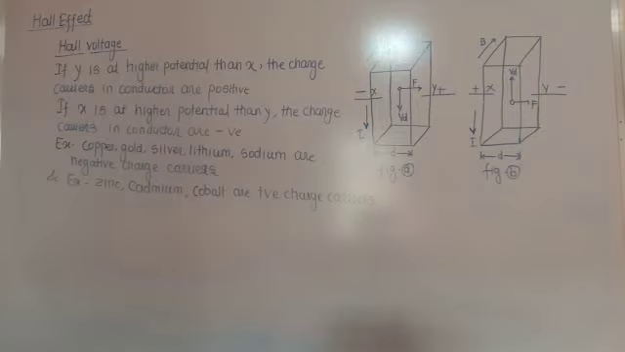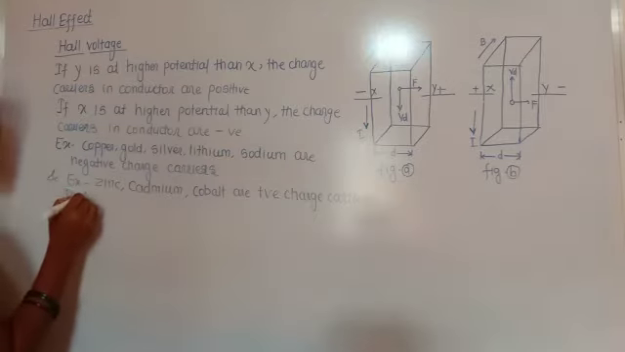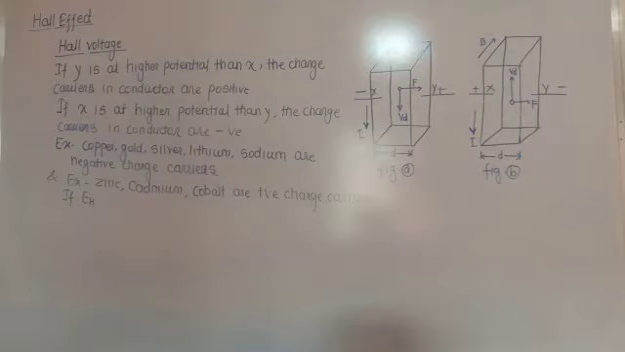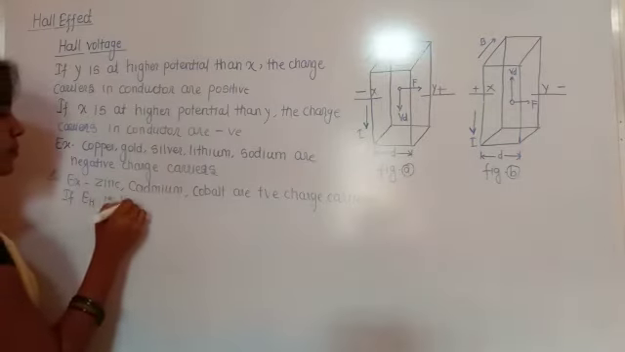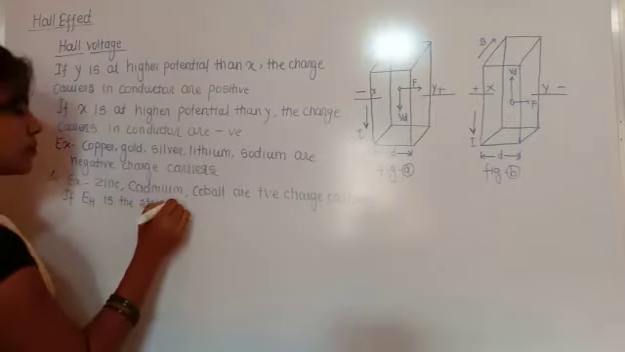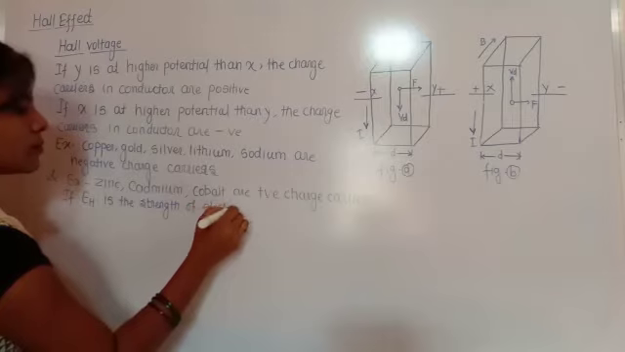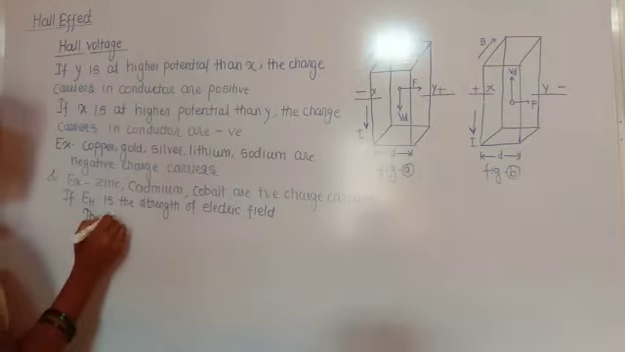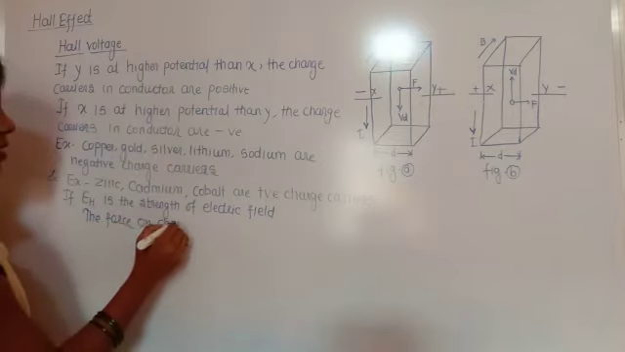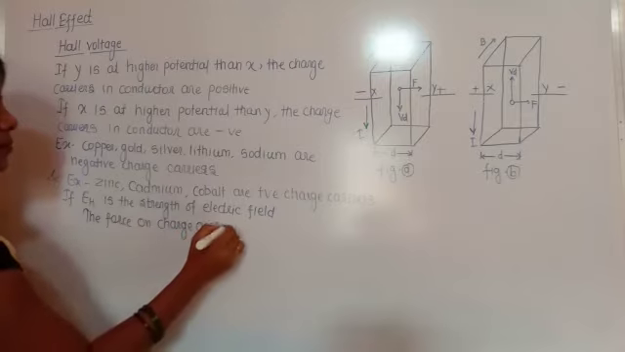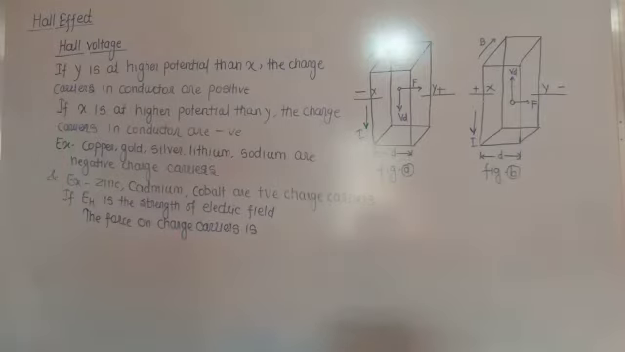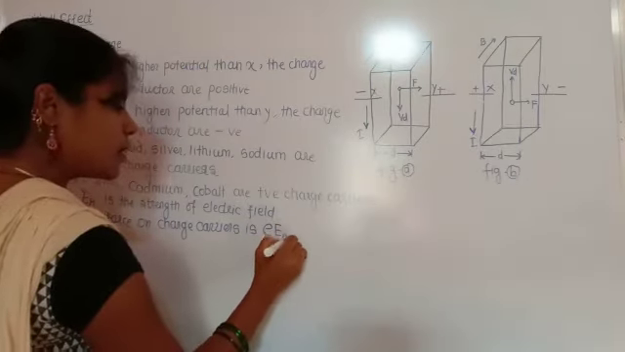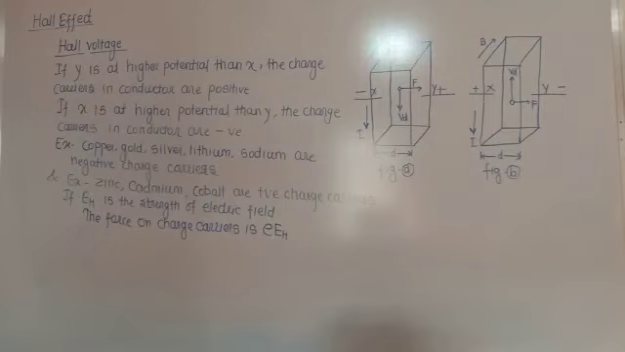Okay, the next: if E suffix H is the strength of electric field produced by the Hall voltage, the force on the charge carriers has a magnitude of, then the force on charge carriers is small e and capital EH. So this is the force on the charge carrier by the Hall voltage.